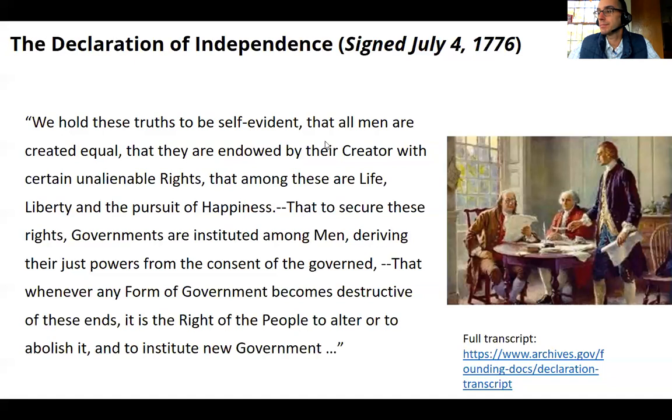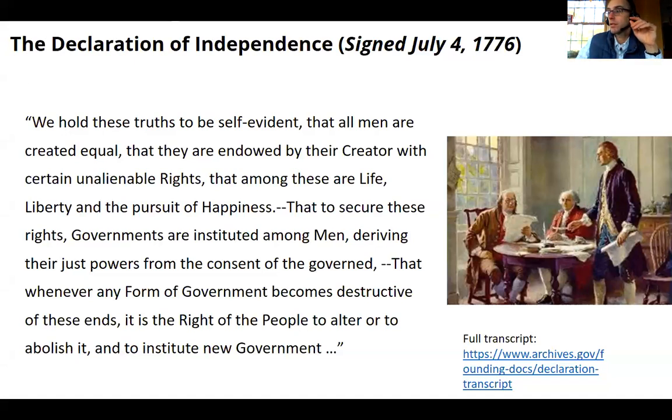And to do that, you have to take it piece by piece. So we hold these truths to be self-evident. These truths, these things I'm about to say are true, and they should be self-evident. They should be obvious to everybody. Now this is a list of ideas, truths, and they all start with "that."